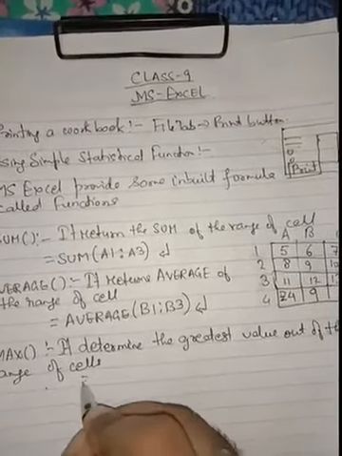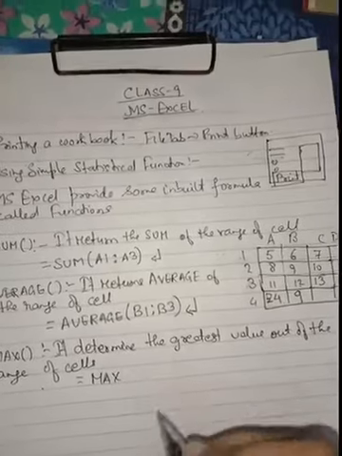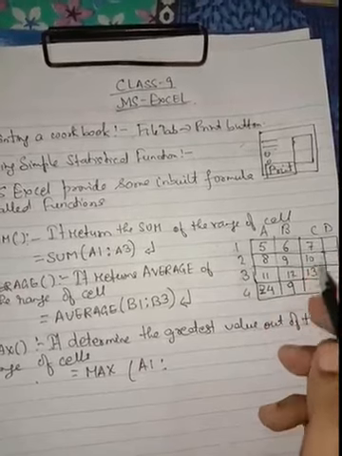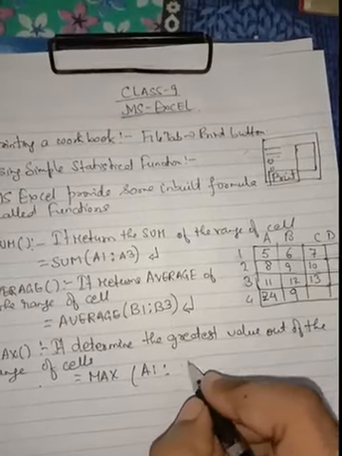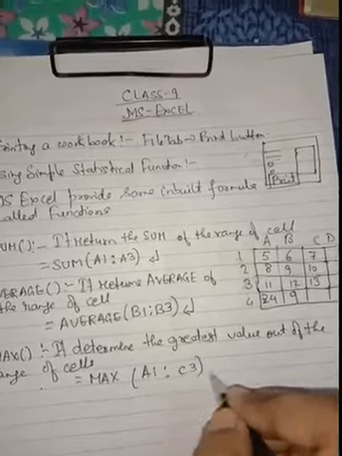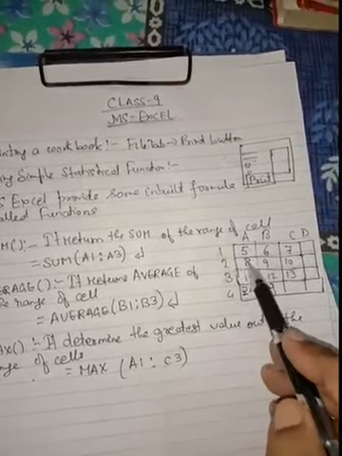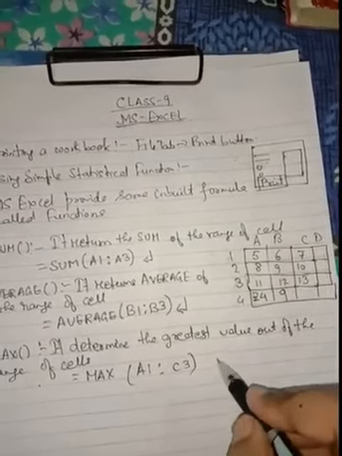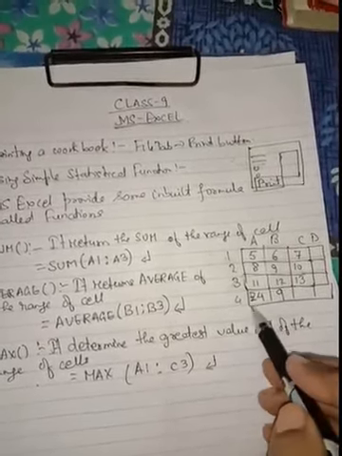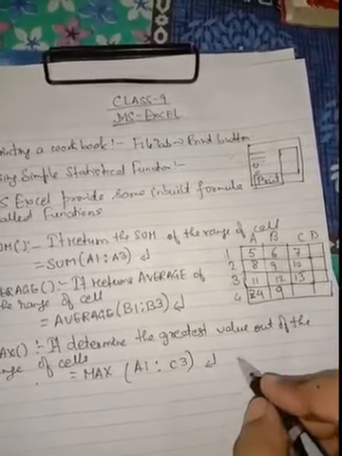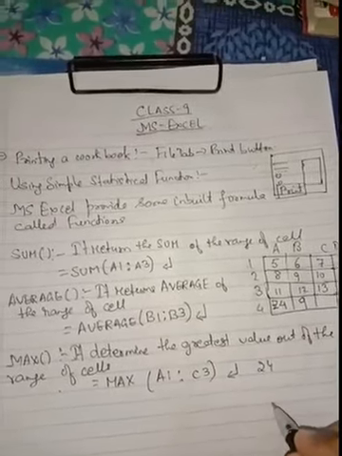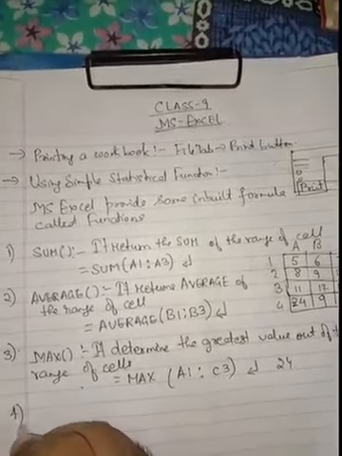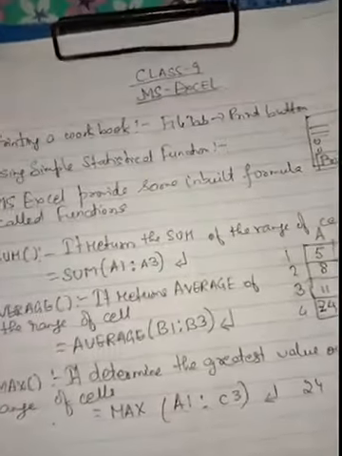Suppose I have written maximum, from A1 to C3. It will cover the entire range A1, A2, A3, A4, B1, B2, B3, B4, C1, C2, C3. As soon as I press the enter key, what will be the output? The maximum value is 24, so 24 will appear over here. Next we have the minimum function.